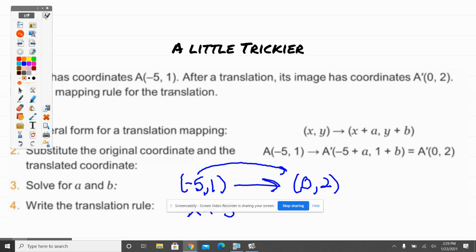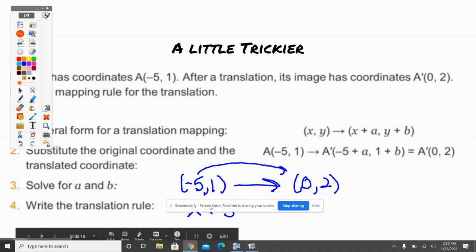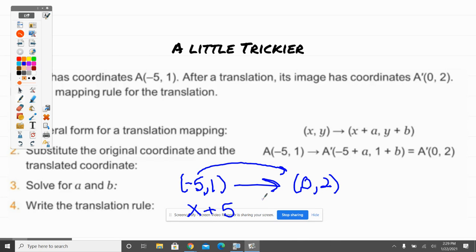Okay, sorry. I don't think I actually charged it at all. So, anyway, how did I get from 1 to 2 with the Y? I took the Y and I added 1. So my code should be X plus 5, Y plus 1. And that takes a negative 5 plus 5 to get to the 0, 1 plus 1 to get to the 2.